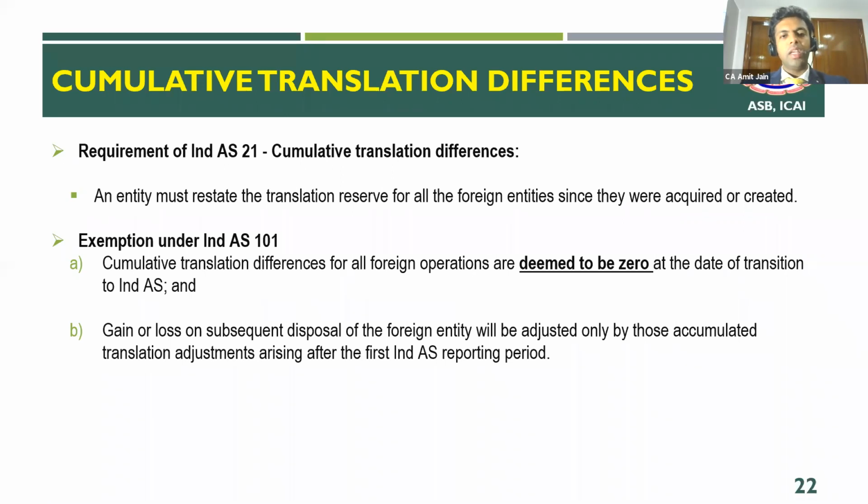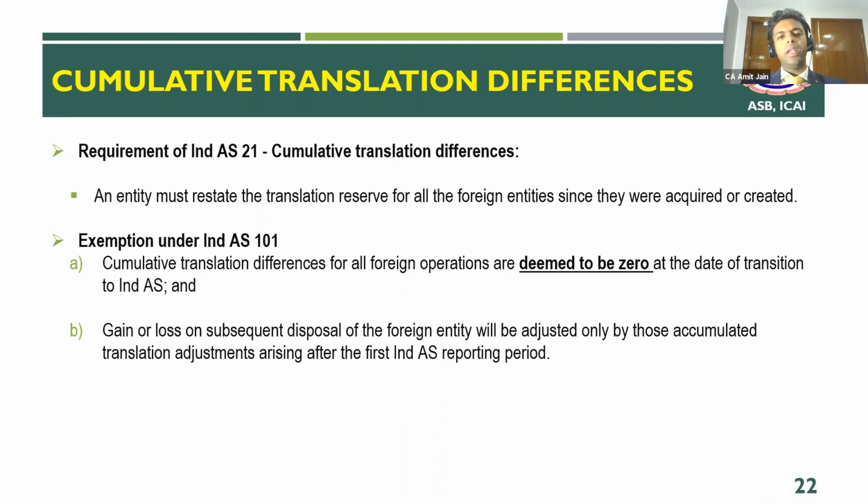Next exemption, we have the cumulative translation difference. What is the cumulative translation difference? So cumulative translation difference is nothing but a foreign currency translation reserve, which will arise only at the time of doing the consolidation, right? So let's say I'm a holding company located in India, and I have a subsidiary company located in the US. While doing the consolidation, I need to convert my subsidiary into INR currency. And by doing that conversion exercise, I have a delta in my balance sheet. That delta is called the cumulative translation difference account or foreign currency translation reserve account, right?